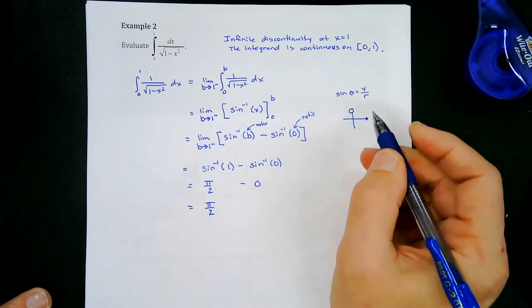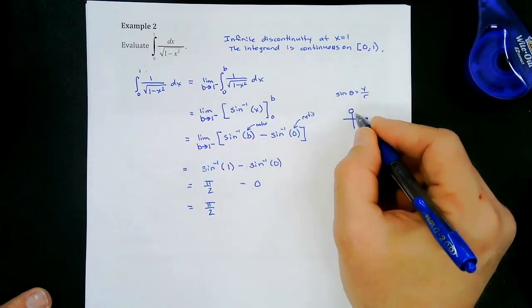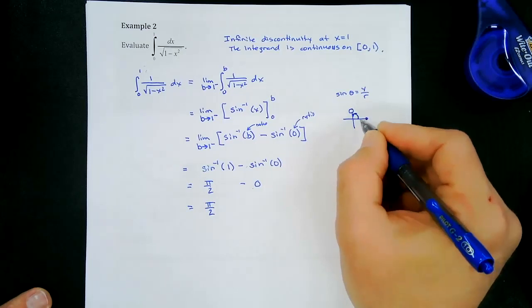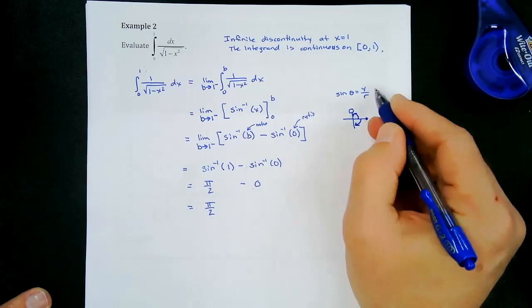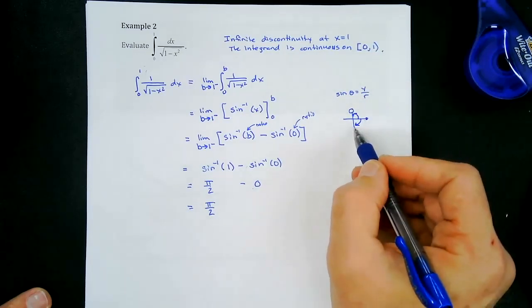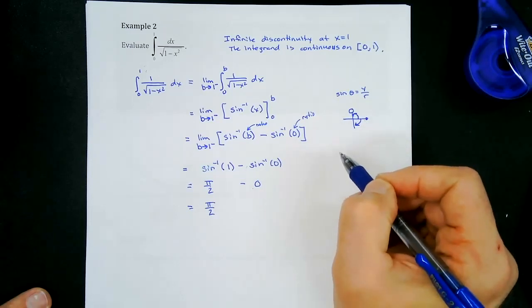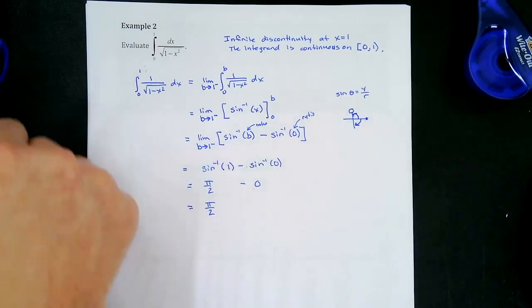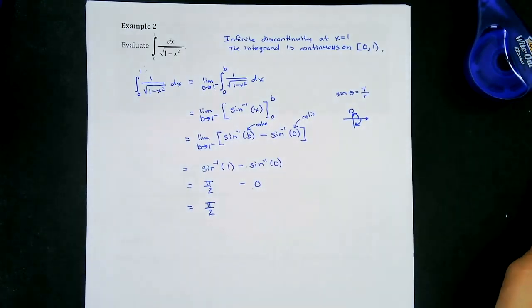Now, another thing to recall is that with sine inverse, you can only get values rotating up into the first quadrant with a positive angle or down into the fourth quadrant with a negative angle. So these angles have to be somewhere between negative pi over 2 and positive pi over 2. And that's how you evaluate that one. So the answer to this is pi over 2, and so it converges. Anytime we get a value, it converges.